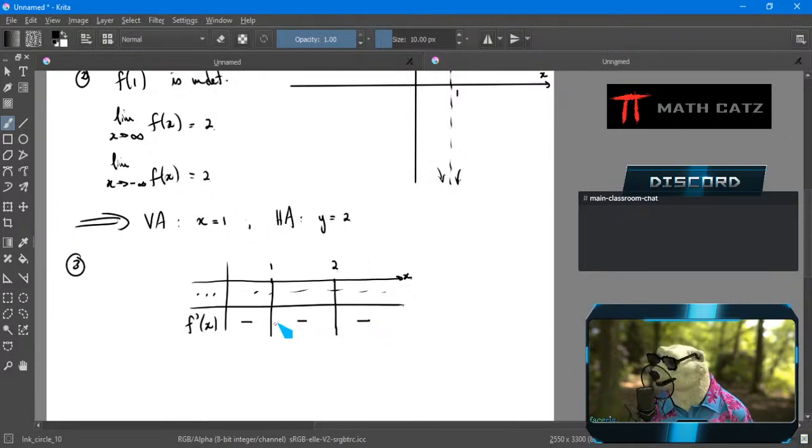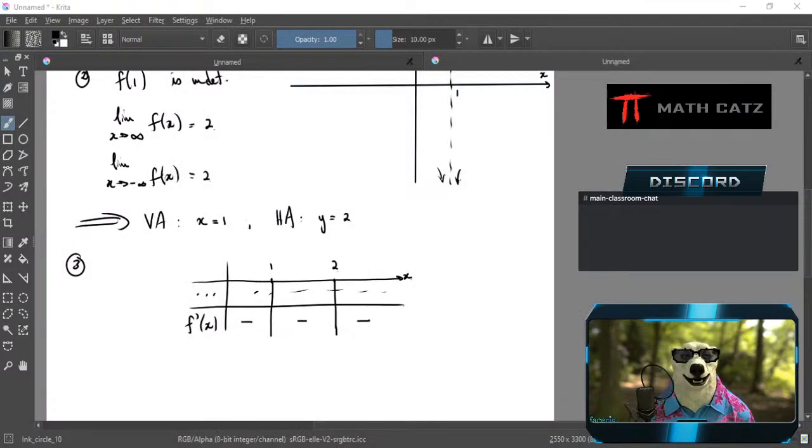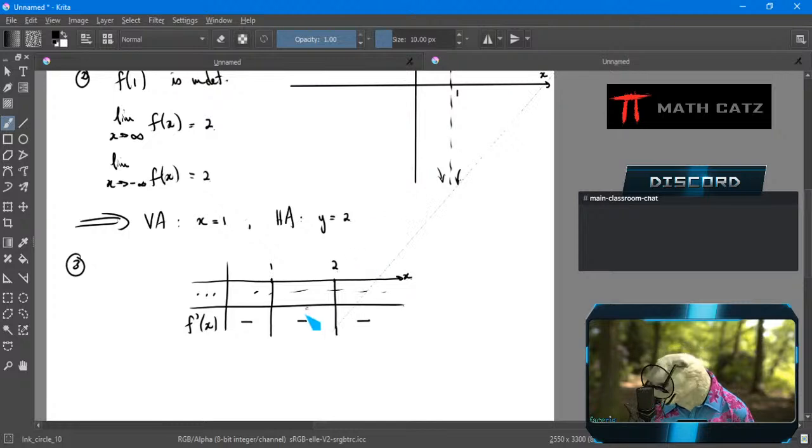I also want to know what happens at those x values, right? So that's where they give me this middle box. The derivative at 1 is undefined. The derivative at 2 is 0. So I can put that right in my table. Derivative of 1, undefined. Derivative of 2, 0. So now, this is really all I need.